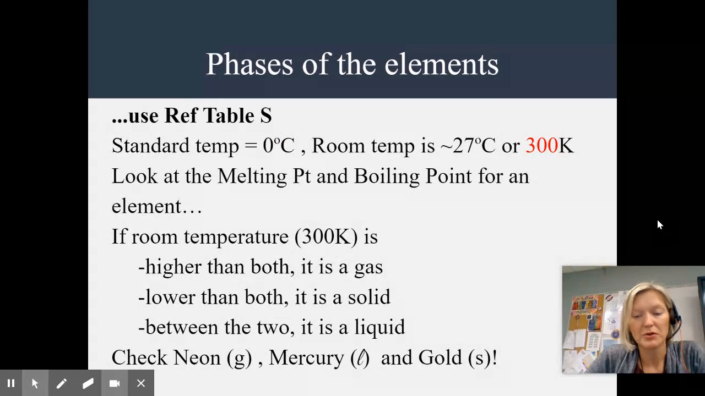So check neon, mercury, and gold. I'm going to press pause. You're going to press pause right now. Get into your reference table, make sure you can determine whether something's a solid, liquid, or gas, and make sure it matches what we wrote down a few minutes ago about your periodic table, how many liquids, solids, and gases we had.